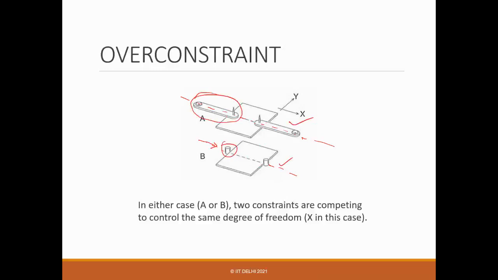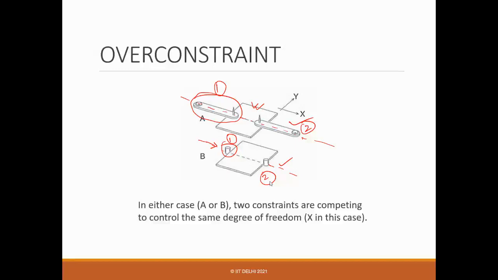The problem is they would start fighting, and now if they are all rigid, the question is which one is constraining this body? Whether this one or two, right? Or one or two. So there will be fighting, and how that fighting happens, we'll talk about it. But whenever such scenarios are there, we call it over constraints.